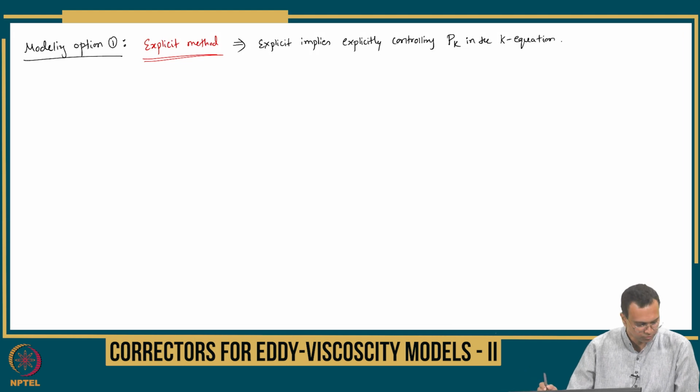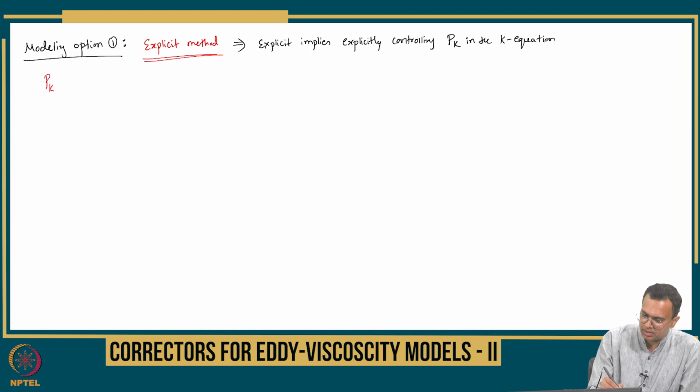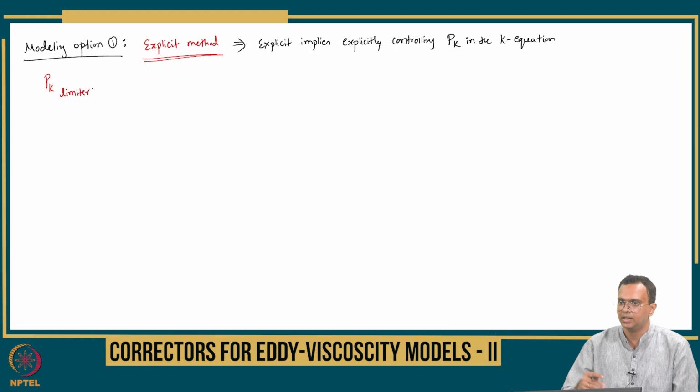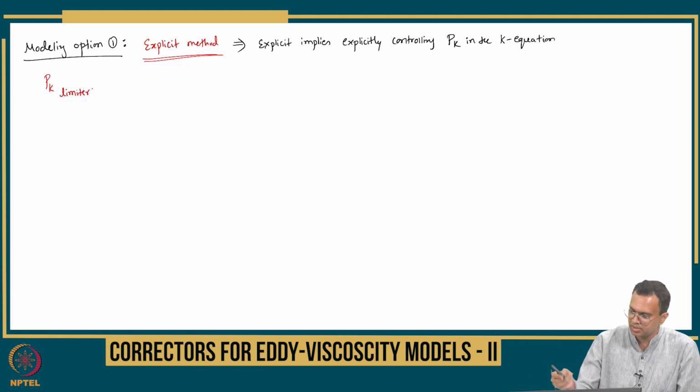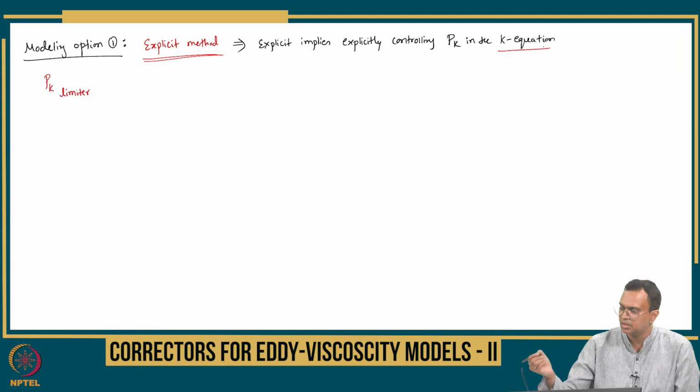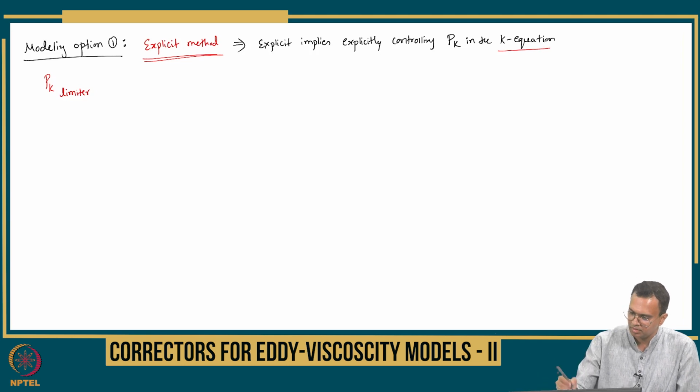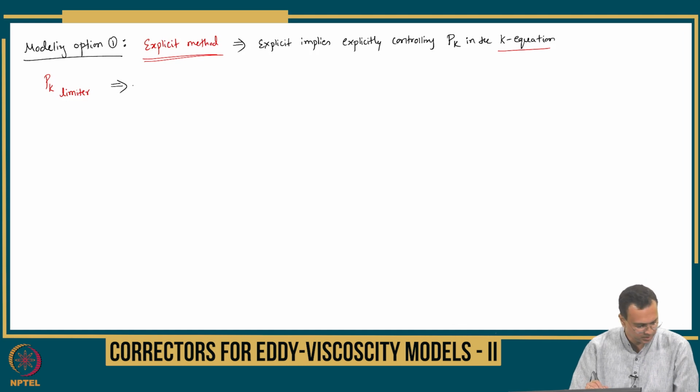You directly go after what is called a pk limiter. Okay, so what we look at is called a pk limiter. Because pk is going very large, you need to enforce a limiter for that one. Okay, and these are explicit because you directly use it in the k equation. So there are many production limiters, pk limiters.